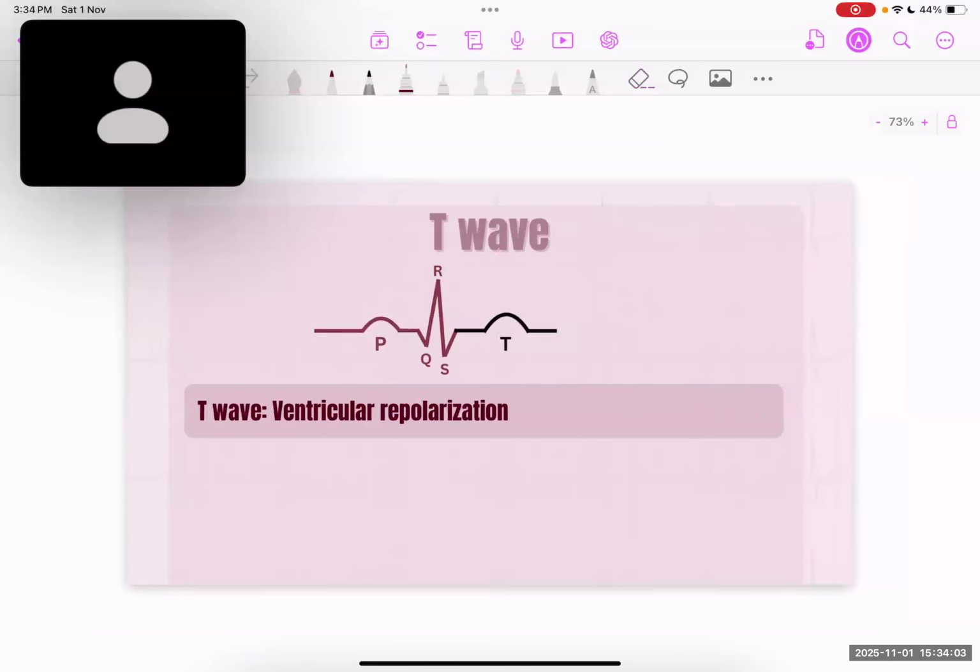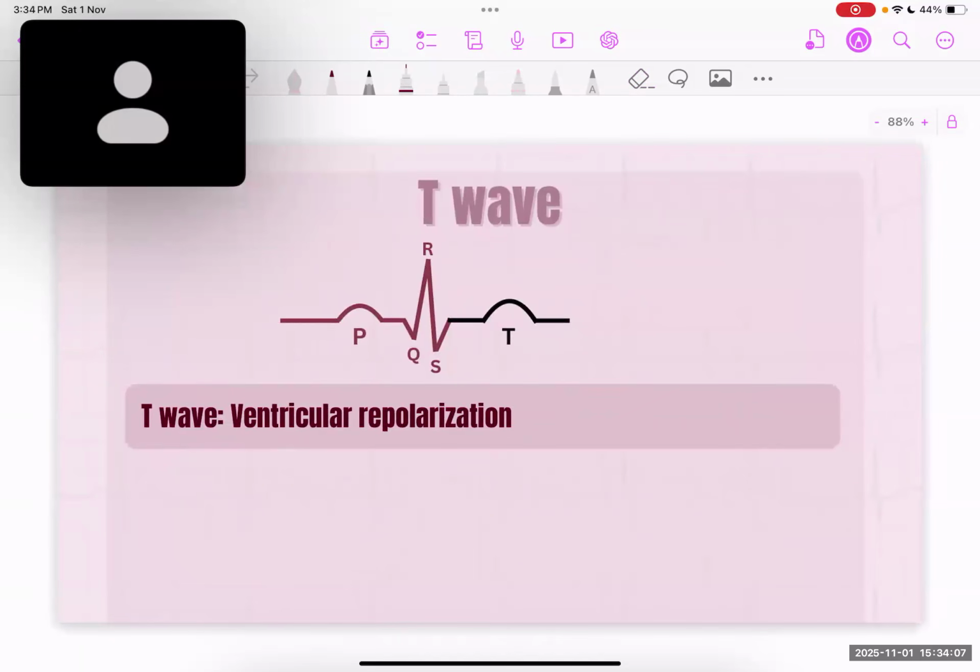Now, our last thing of our ECG is our T wave. What does the T wave represent? It represents ventricular repolarization.